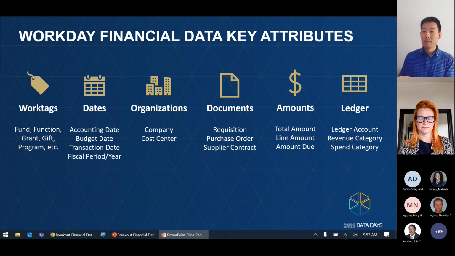Then we have amounts. Most of our financial data that are transaction-based have amounts. And then we have ledger activity data. So we have ledger account, revenue category, spend category. And that is really used in reporting for financial statements and such.